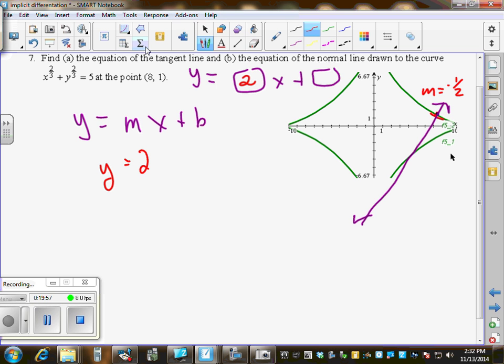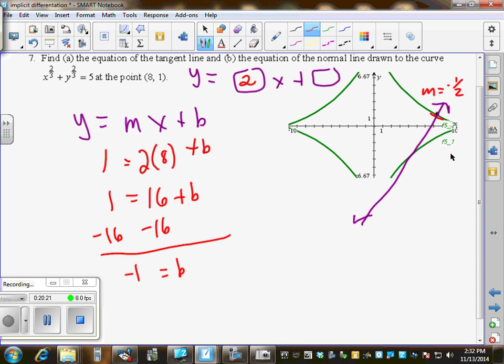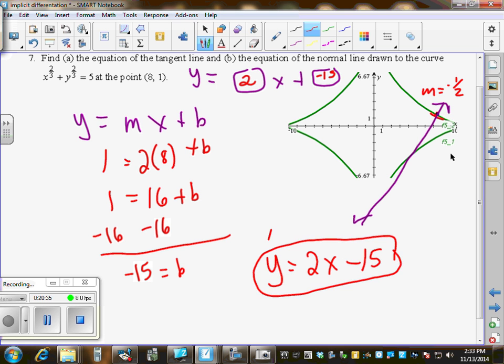We can plug in our values of 8 and 1, and we get 1 is equal to 16 plus b. We subtract 16, and that gives us b = -15. So the equation of the normal line is y = 2x - 15. So that's the equation of the normal line.